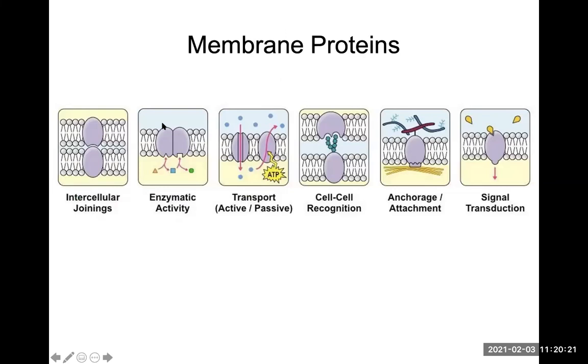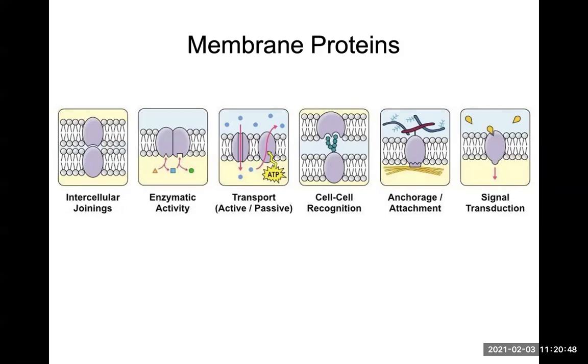So this slide is showing all the membrane proteins. I'm just going to give you definitions of these. You might want to write them down. I'm just going to give you what each one of these is. So we have intercellular joinings. Those are a type of adhesion protein. It's just sticking things together. So intercellular joinings are going to stick two cells together.